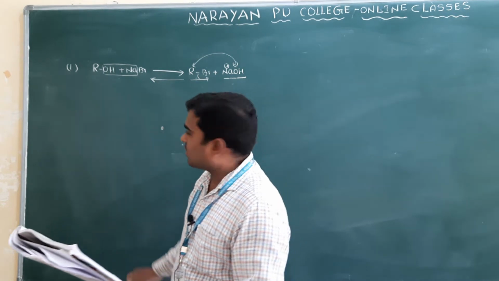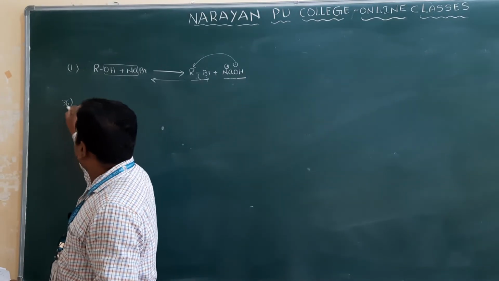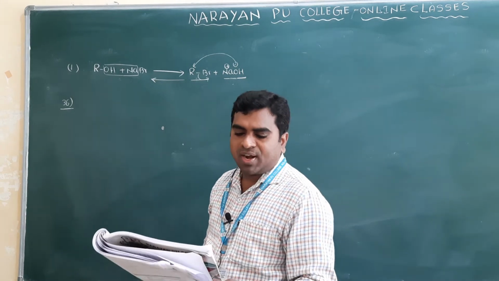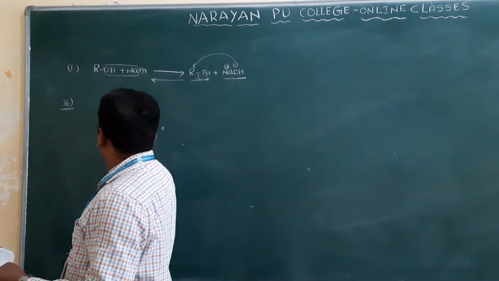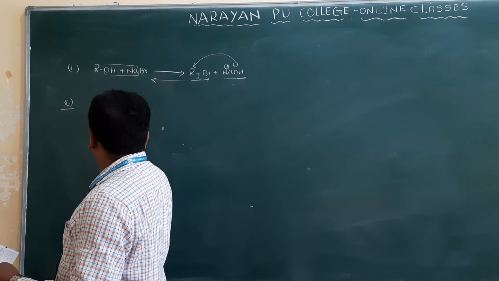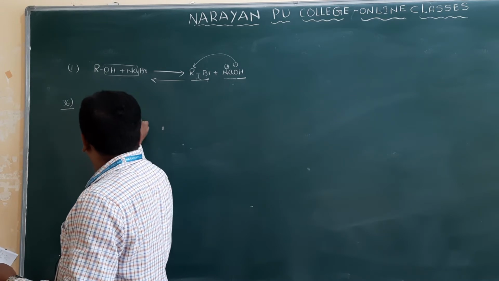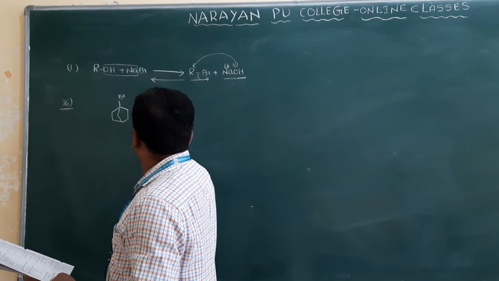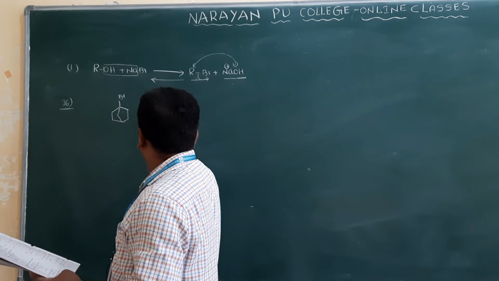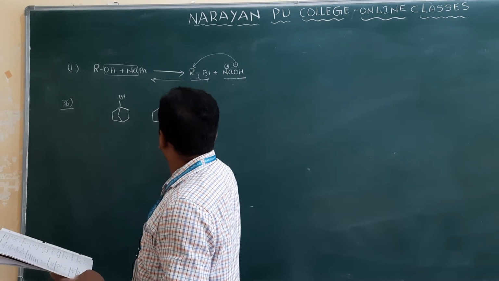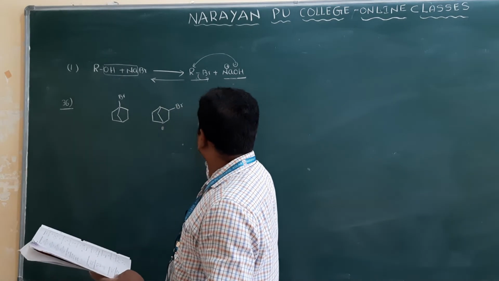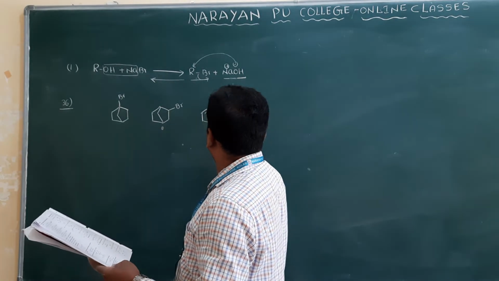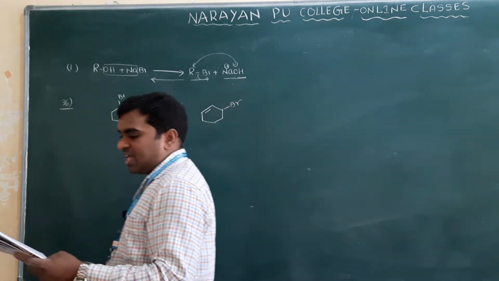Clear? Next one. Coming to question number 36. In 36, the same question we have already discussed. So the first one, they have given a bridged bromine atom here, Br, and the next one has a bromine atom here, and the next one is allylic bromide they have given. This is allylic bromide. Clear? Three options they have given.